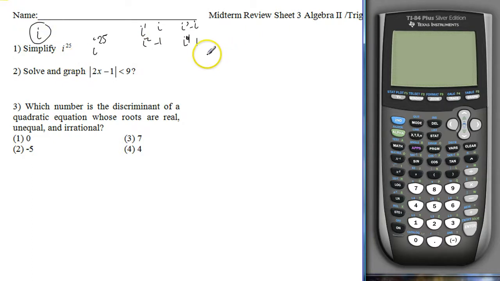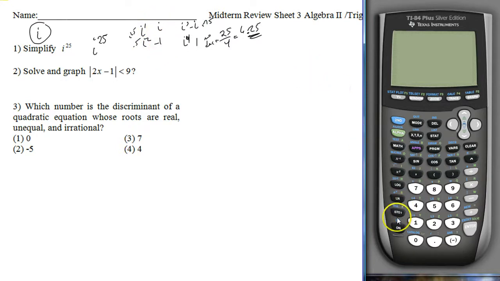Now, if you're not comfortable with that, you could take the exponent 25 divided by 4, and you get 6.25. Now, I don't care about the 6. I care about this 0.25. 0.25 is this first spot. 0.25, this would be 0.5. 0.75, no decimal. So 0.25 lands in this, that's the answer.